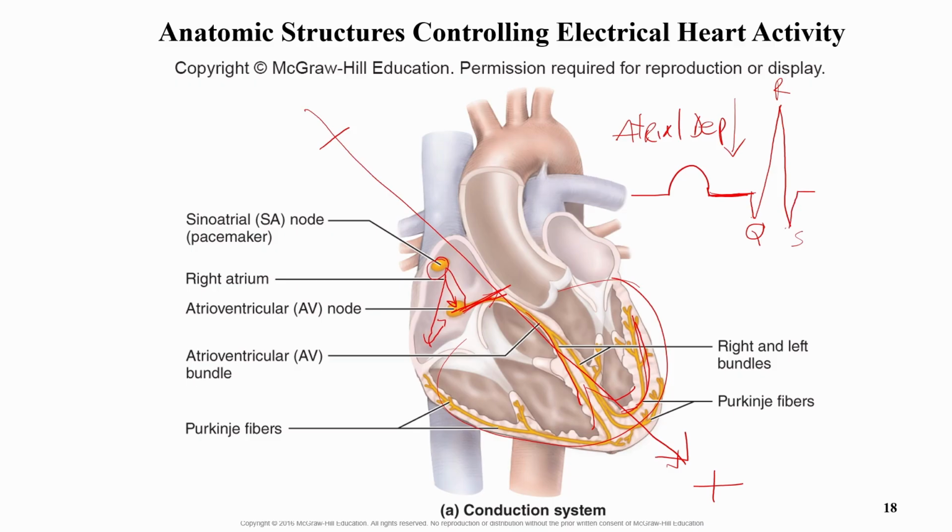And then when the heart is being repolarized, that is coming back to its resting membrane potential, it really doesn't have a resting membrane potential, but it's coming back to its normal. It's repolarizing for the next depolarization. Then you have a T wave. So that's what the EKG measures.